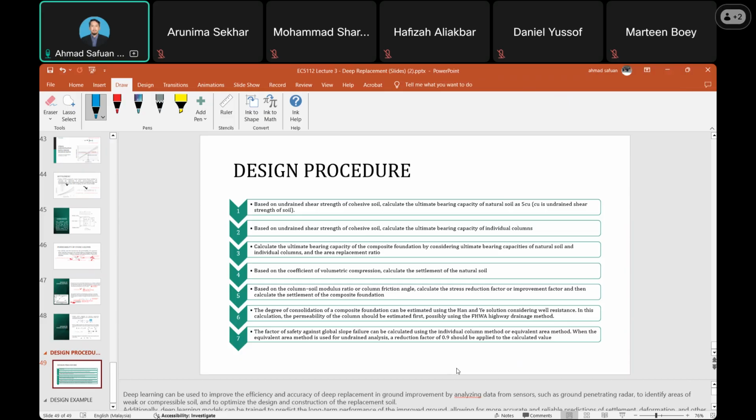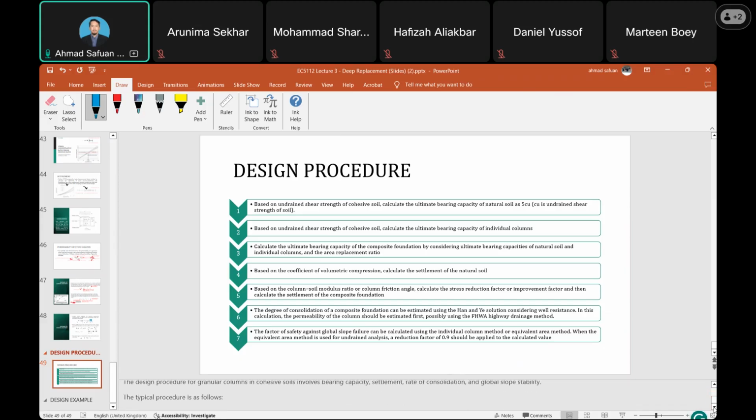The factor of safety against global slope failure can be calculated using the individual column method when the equivalent area method is used for undrained conditions. The reduction factor of 0.9 should be applied. The step 7 is only for the slope issue. However, we will not touch on the slope. We only discuss bearing capacity and also settlement. So that is the design procedure for the stone column, for the bearing capacity and also for the settlement.